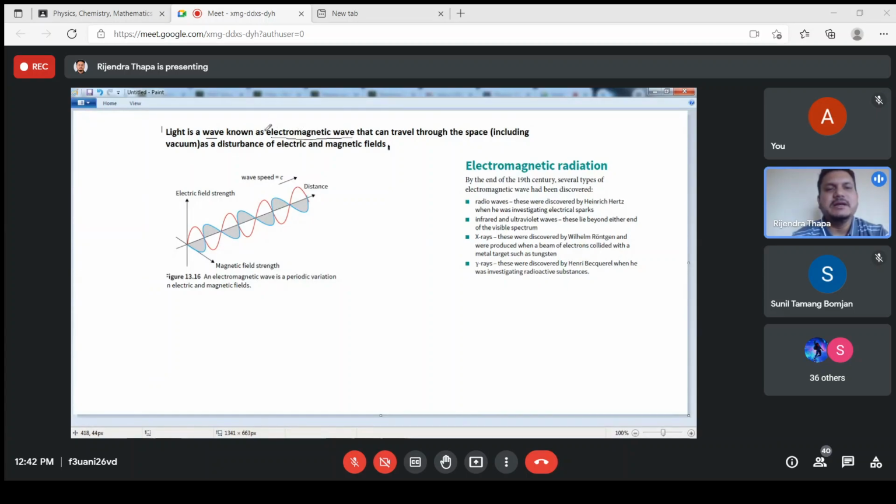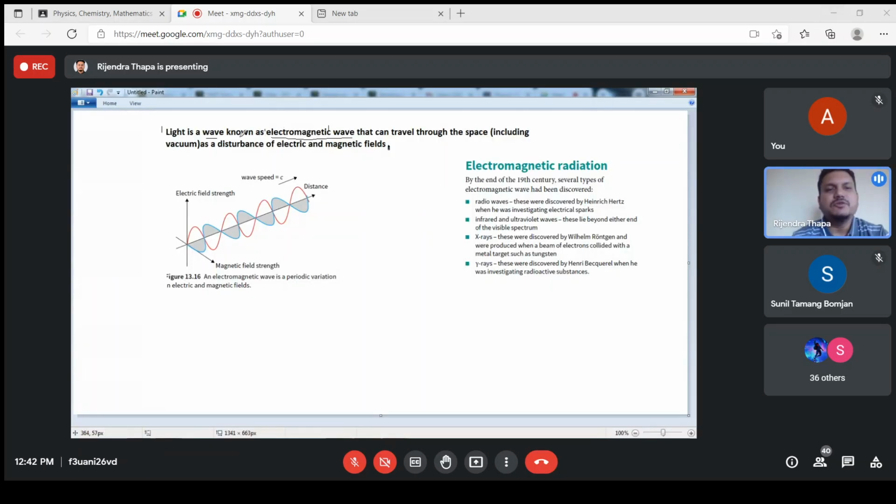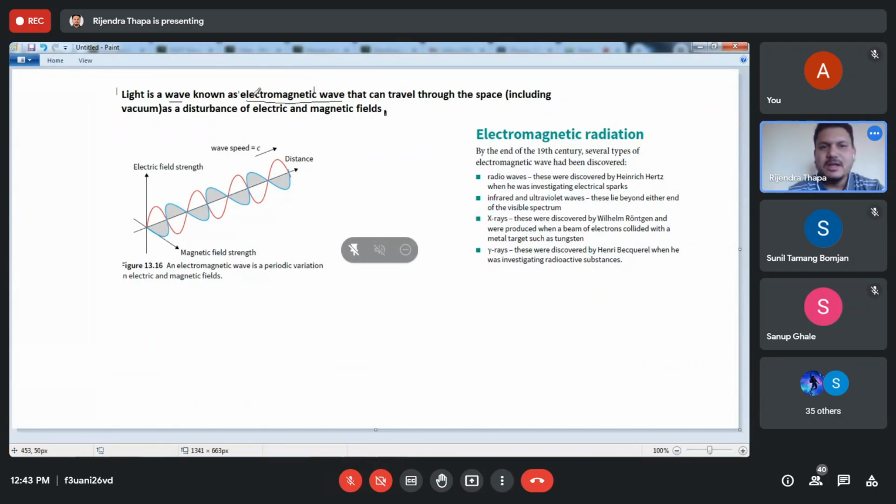We can break the word electromagnetic down into two words: electric and magnetic. So electromagnetic means both electric and magnetic, the combination of the two. Light is a wave, and this wave is a combination of electric and magnetic fields, or the disturbances created in electric and magnetic fields. We shall discuss that later on. So light is a wave, and it's an electromagnetic wave.